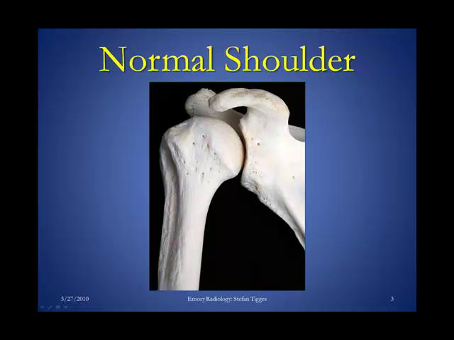This is a dried bone specimen of a normal shoulder, and I know that all of you have taken anatomy. What I'd like you to do is try to identify the glenoid, the humeral head, the coracoid process, and the acromion process. Don't worry if you don't know that. We will spend a little time in a little while going over exactly where these structures are located.